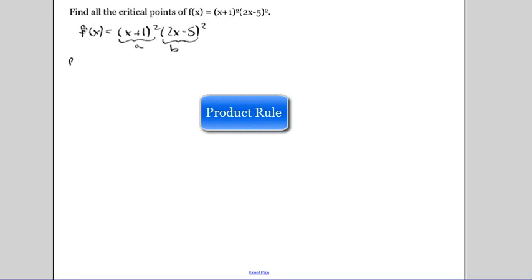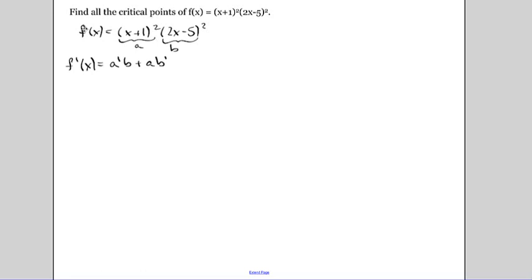So f of x equals (x plus 1) squared all times (2x minus 5) squared. The derivative, f prime of x, requires the product rule. So the first factor we'll call a and the second factor we'll call b. Then f prime of x equals a prime b plus a b prime. So I'll go off to the side and compute a prime and b prime.